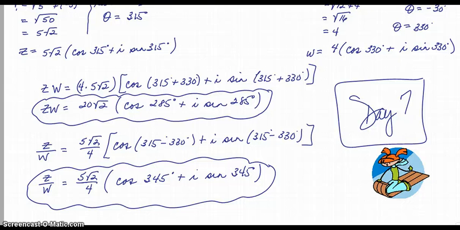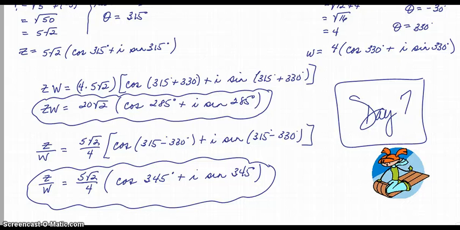Looking at that last part then, z divided by w, we would take 5 square root of 2 and divide it by 4 and multiply that by the quantity of the cosine of 315 minus 330 degrees plus i sine of 315 minus 330 degrees. Now that would give us 5 square root of 2 over 4 times the quantity of cosine negative 15 degrees plus i sine of negative 15 degrees.